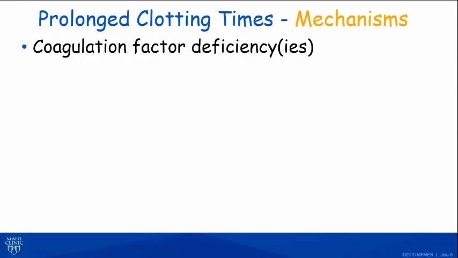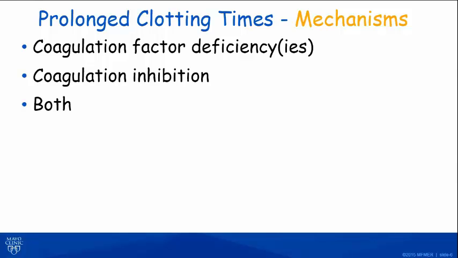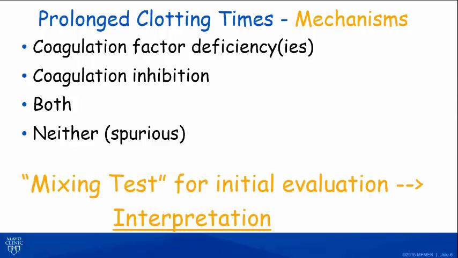Why are clotting times prolonged? Well, there are 4 mechanisms, basically. One is you're deficient in one or more factors. Another is you have an inhibitor. Sometimes you have both. For example, a factor VIII inhibitor causes low factor VIII and inhibition. And sometimes neither, spurious, which is a big deal for coag testing because so many things can go wrong with the patient, the sample collection, processing, and so forth.